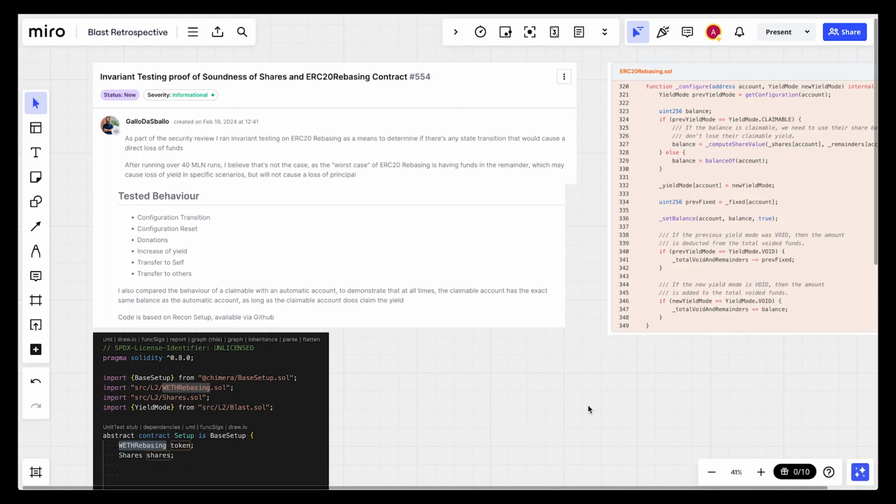Today is going to be about this Blast retrospective. Specifically, I'm going to focus on what is effectively an informational finding, simply because of a lack of a vulnerability. But I'm going to show you the steps that I took in order to demonstrate how Blast basically solved rounding errors and they solved loss of shares by using what they call the remainders and the shares logic.